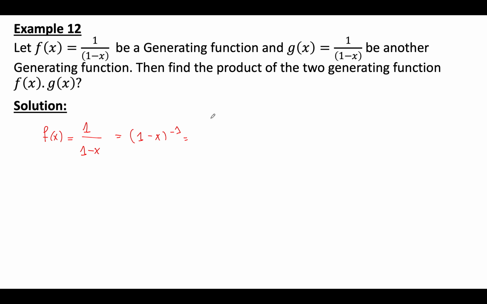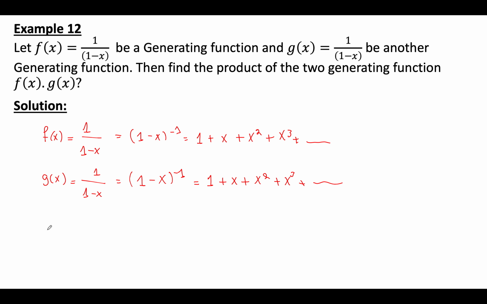And from the rules we got at the beginning of the session, we knew that (1 minus x) to the power minus 1 is equal to 1 plus x plus x squared plus x cubed, and so on. G of x is equal to, again, 1 over 1 minus x, which equals (1 minus x) to the power minus 1. And here we got it as the same, 1 plus x plus x squared plus x cubed.